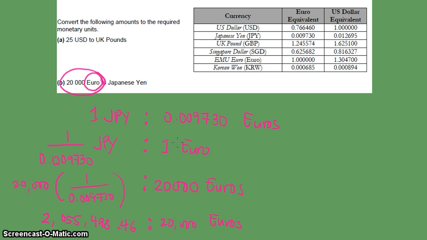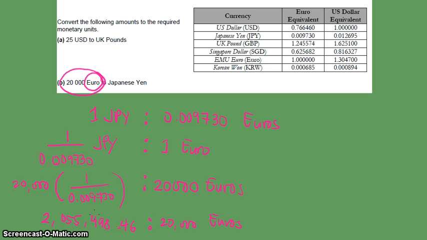It's as if you're dividing both sides of the proportion, like working on equations, dividing both sides by 0.009730. So 1 divided by 0.009730 will give you 1 euro. Once you have found the value for the Japanese yen, if you want to convert a certain amount of euros, all you have to do is multiply that by this value. That is how we arrive at 20,000 times 1 over 0.009730. Finally, when we compute that, we get 2,055,498.46. That's the equivalent value for 20,000 euros.